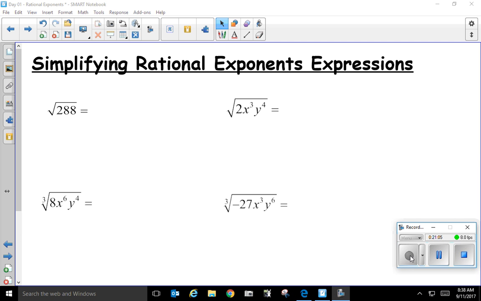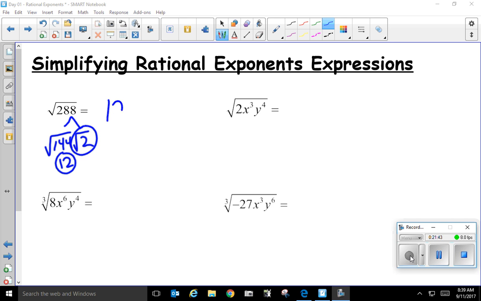All right, so, like I said, we'll go over a couple of these. The rest I want you to finish for homework. So, what is the biggest perfect square that goes into 288? 144. That's 144 times 2. Since my 288 is in a radical, those two numbers are going to be radicals as well. And what is the square root of 144? 12. So my answer, 12 radical 2. All right? That was a simple one.